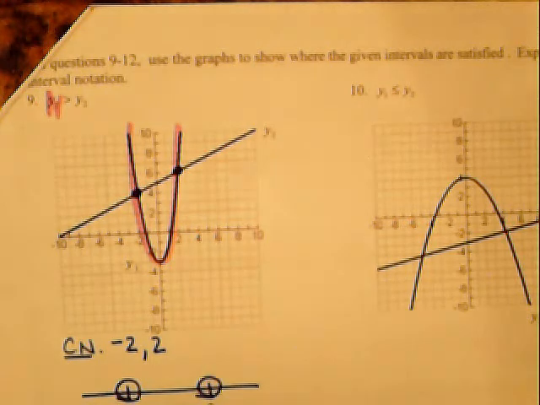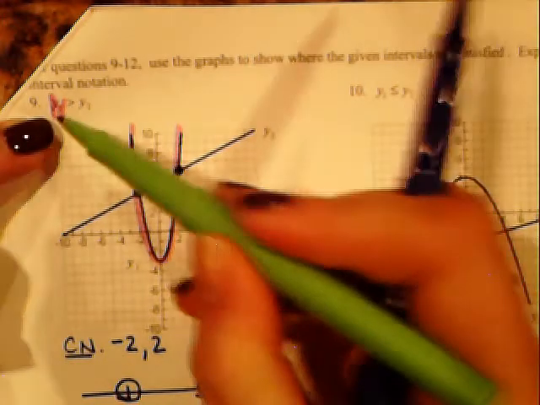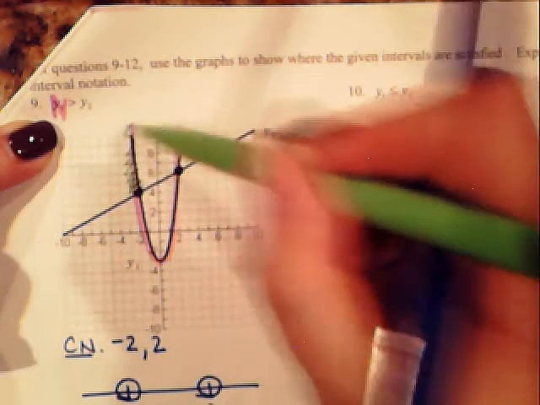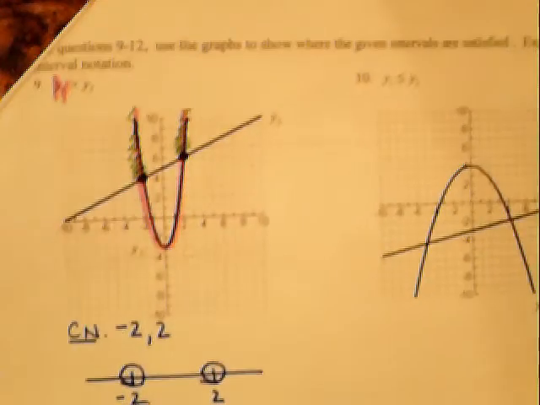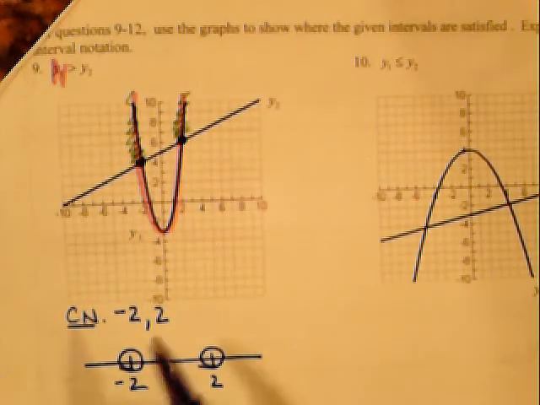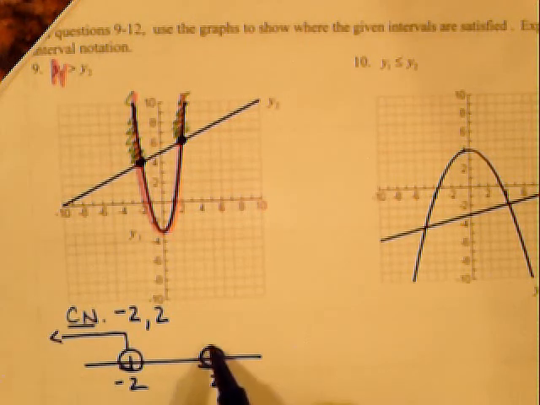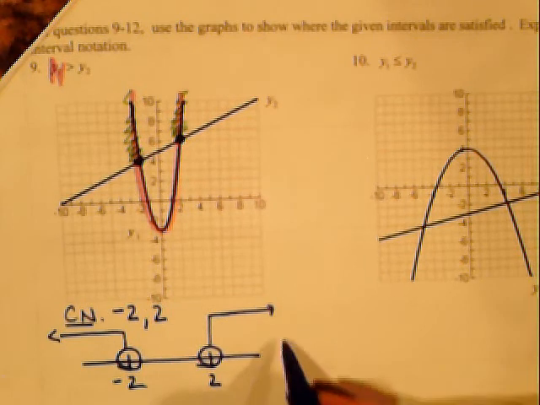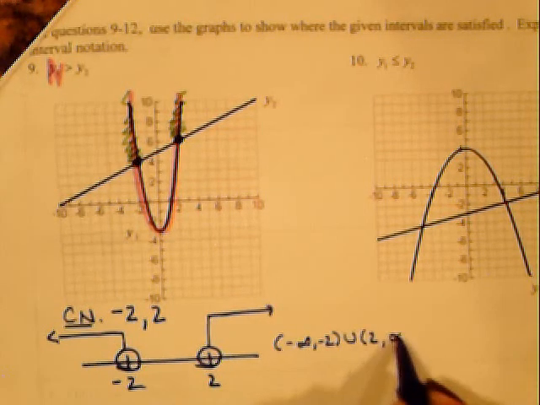Now remember, we are comparing the y values. Where are the y values of my parabola greater than the y values of the line? That means where is the parabola above the line? Right here and right here, notice that's where my graph of my parabola is above the line. So the solution to this inequality is going to be where the values are less than -2 and greater than 2, as I've shown in the green. So in interval notation, this will be -infinity to -2, and then 2 to infinity.